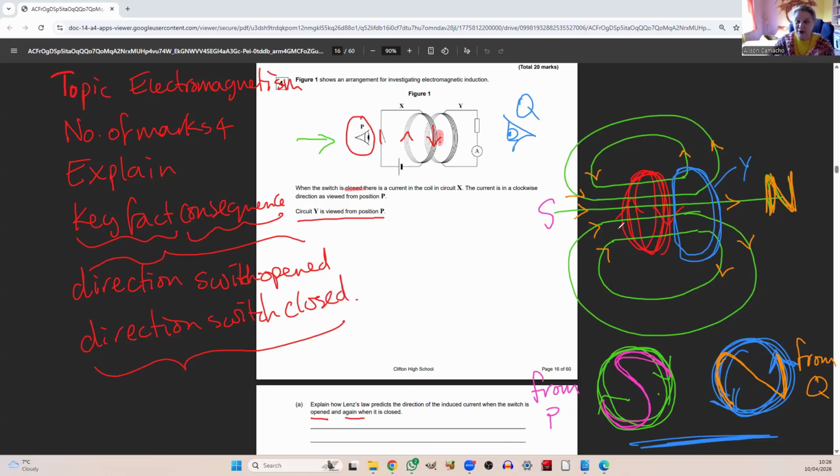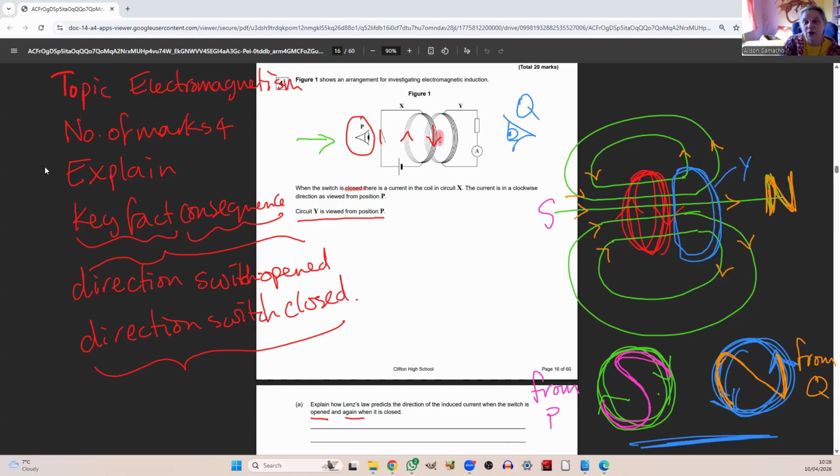Because it's awkward and it opposes whatever change you apply to it, right? Okay, and that is Lenz's law. So now what we've got to do is explain how Lenz's law predicts the direction of this induced current. When we first switch X on, the current is increasing, the magnetic field is increasing. So a north pole on the right hand end of the X coil is being made.